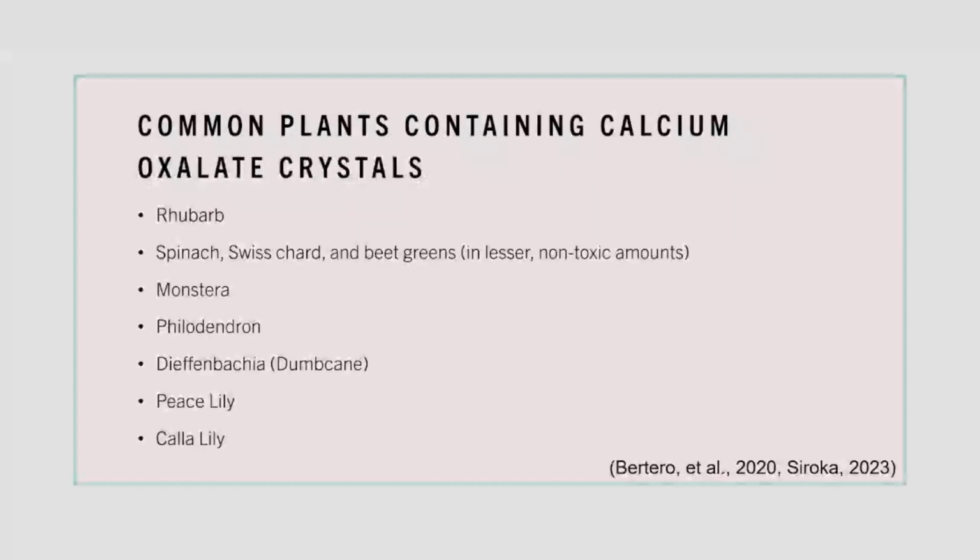Common plants that contain calcium oxalate crystals are rhubarb, whose leaves are toxic to humans, spinach, Swiss chard, and beet greens in lesser non-toxic amounts, monstera, philodendrons, dumbcane, peace lilies, calla lilies, and many others.